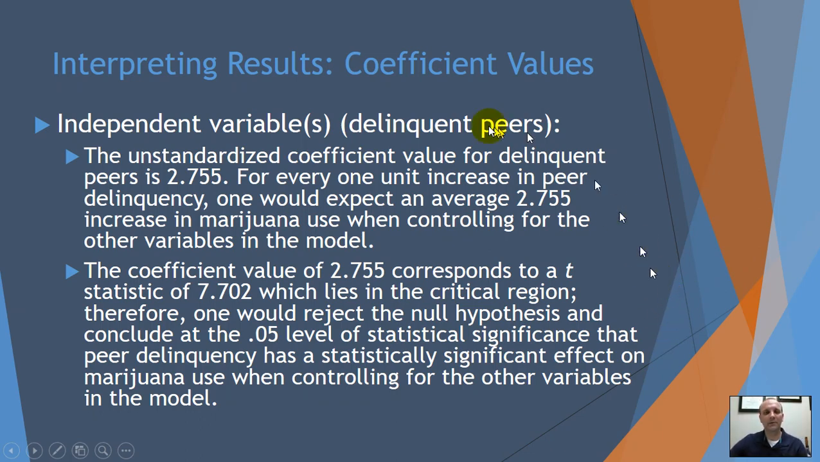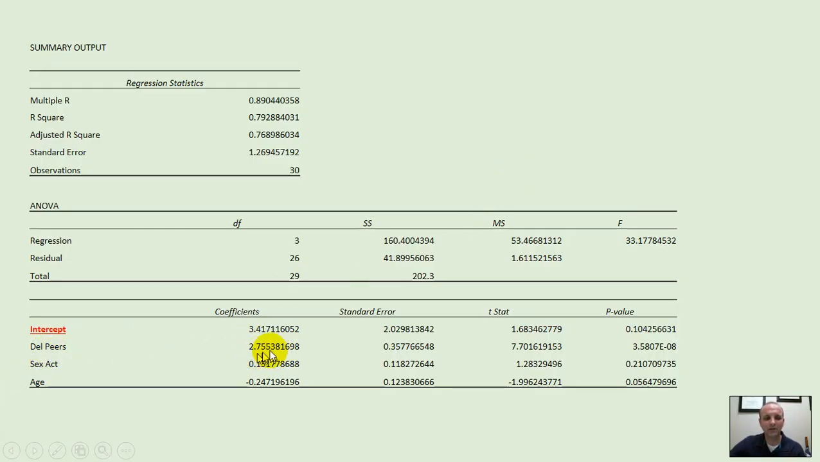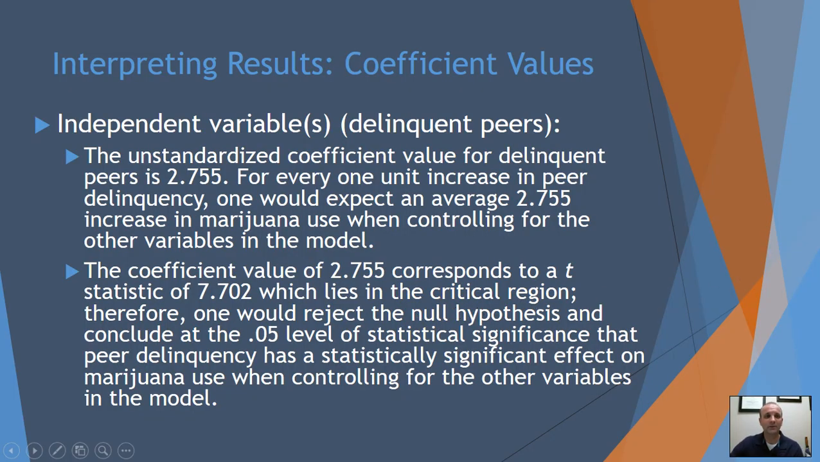So the independent variable, and we're going to just look at delinquent peers, okay? This value. And we're going to assess and just interpret this real quick. Independent variable, delinquent peers, this is an unstandardized coefficient value. That's what Excel gives you. We've talked about the differences between standardized and unstandardized and putting things on the same metric. So all this stuff comes together, all right? So the unstandardized coefficient value for delinquent peers is 2.755. For every 1 unit increase in peer delinquency, one would expect an average of 2.755 increase in marijuana use when controlling for the other variables in the model.